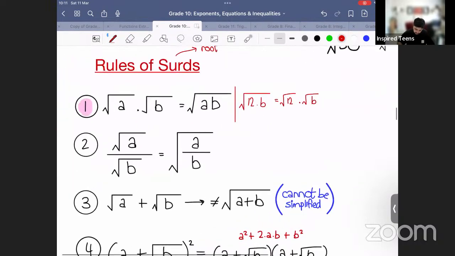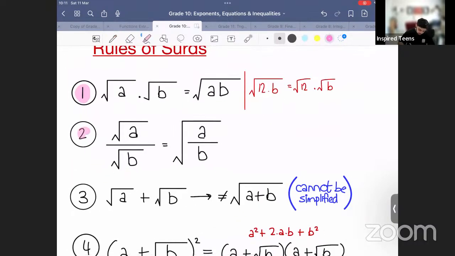Then, this is rule number 2 now. When I have root A over root B, so 2 separate roots. Here we had a multiplication, here we have a division. So 2 roots divided by each other, I could write them all under one root and write it as a fraction. So in this case, it's going to be root A over B.